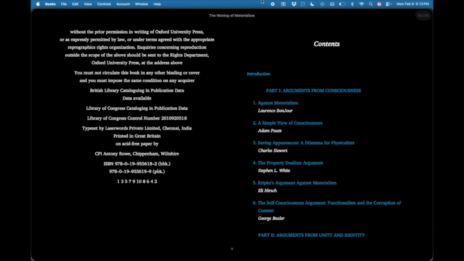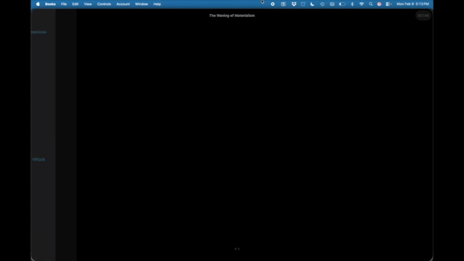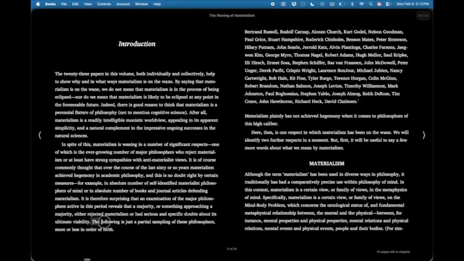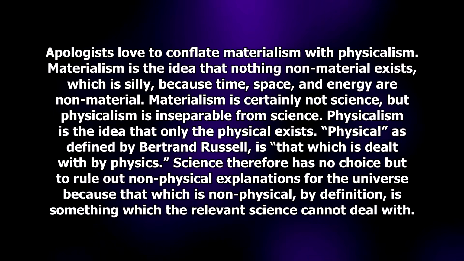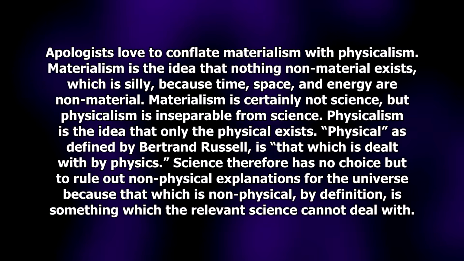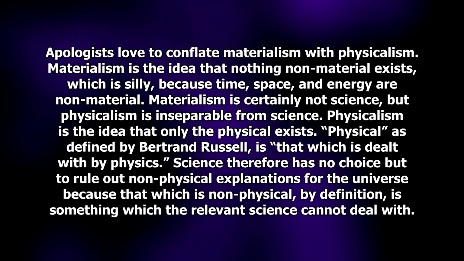And frankly, that philosophy is dying the death of 1,000 cuts, refuted by dozens of rigorous arguments, even by atheists. Apologists love to conflate materialism with physicalism. Materialism is the idea that nothing non-material exists, which is silly because time, space, and energy are non-material. Materialism is certainly not science, but physicalism is inseparable from science.